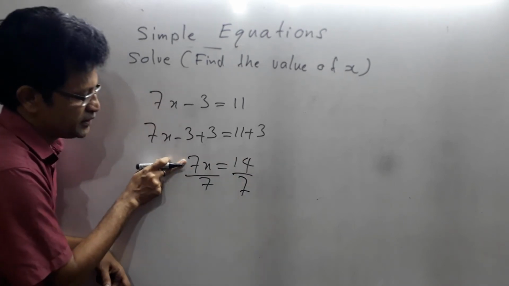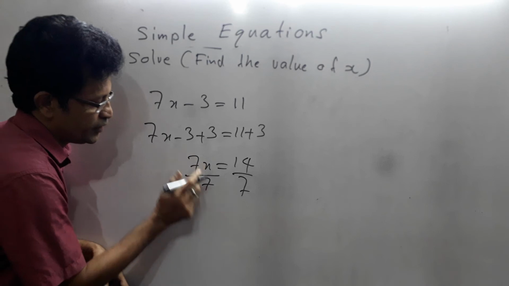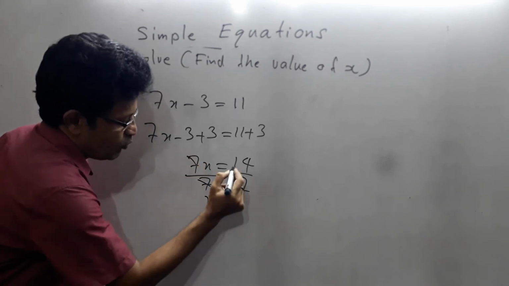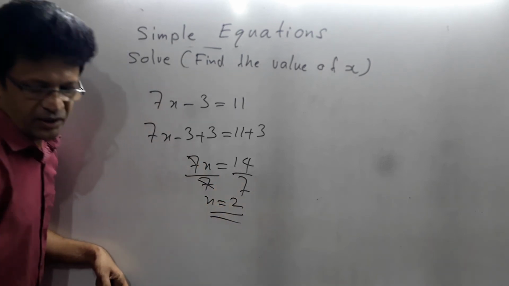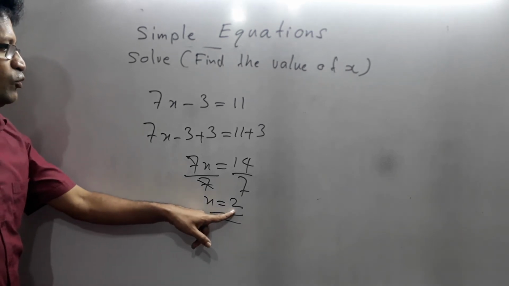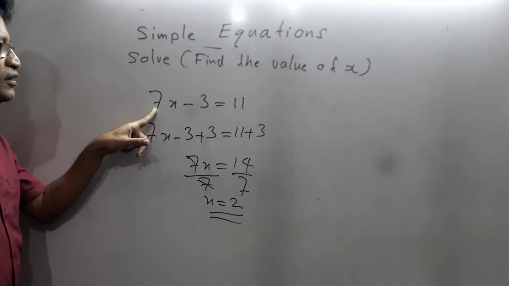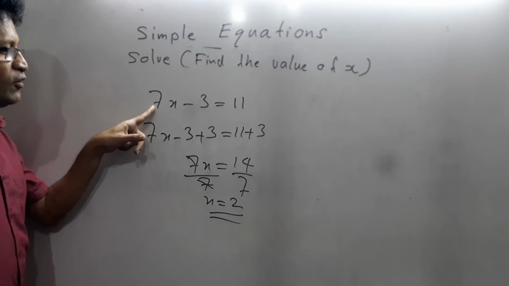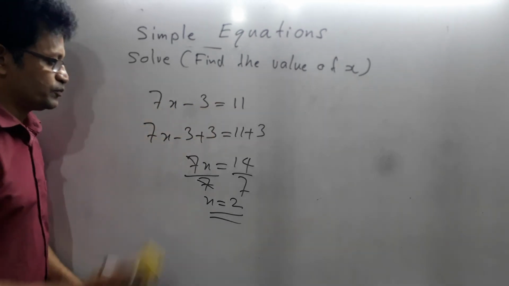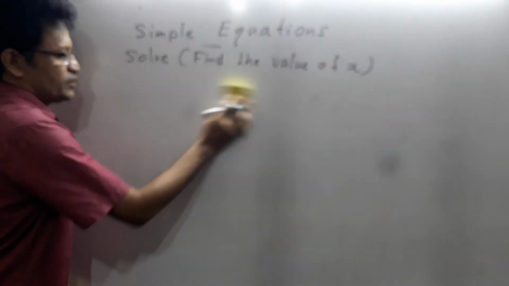So both sides I divide by 7. Why? I have to get rid of this 7. 7 and 7 cancel. Here we have x. 14 divided by 7 is what? 2. Here I got x equals 2. We check it. Now x equals 2 means 2 times 7 is 14. 14 minus 3 is what? 11. Now we do another question.